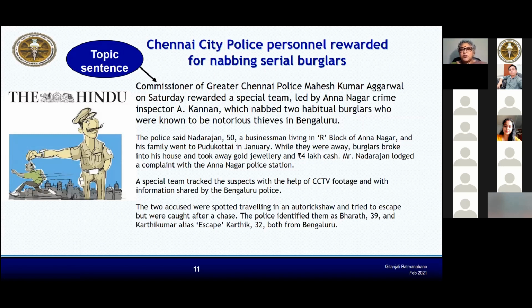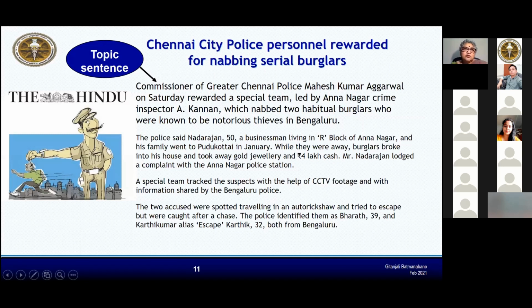So some businessman who was living somewhere in Annanagar, his family went somewhere, burglars broke in, took 4 lakh cash, and he complained to Annanagar police station. And these people tracked these suspects, and with Bengaluru police they have written. So this topic sentence tells you exactly what is going to come later on. Okay, that these burglars were nabbed and so on. So this is a topic sentence.